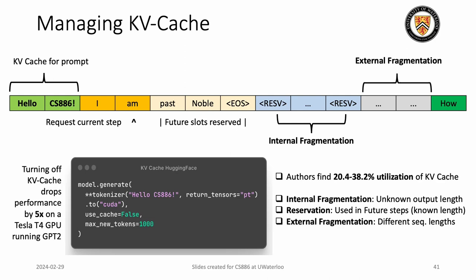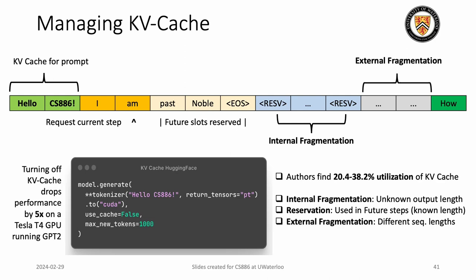What the authors find is that, based on this naive allocation of memory, about 60% remains unused. So that's the problem which they are trying to solve. And code wise, if you want to turn off cache and turn on cache, you can just use the use_cache option in TensorFlow. If you try to do that on Colab with a T4, it will have a performance difference of about 5x. So we do need KV cache, but we need to do it efficiently, and this naive way doesn't work.